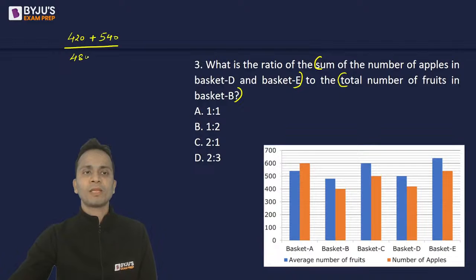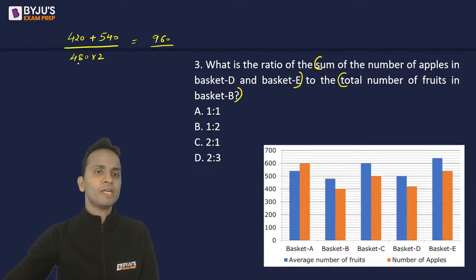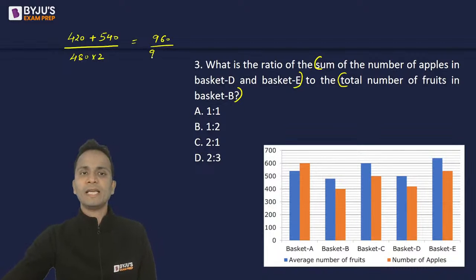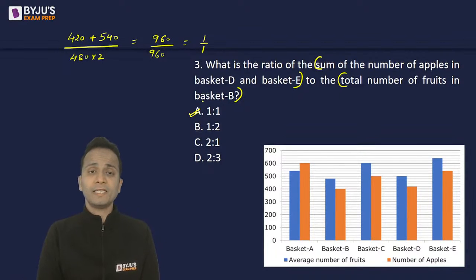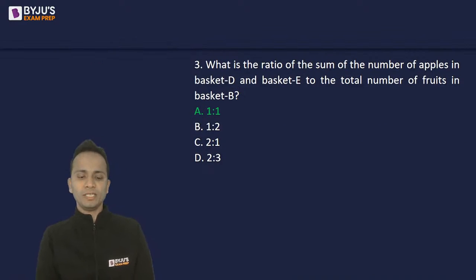Now basket B, total number of fruits will be average number of fruits, which is 480 from the graph, multiplied by 2. Okay, so the numerator value is 960 and denominator 480 multiplied by 2 is 960. Both the values are equal. So the ratio will be 1:1. So Monal, you are absolutely correct. Yes, the correct answer is option A, that is 1:1.